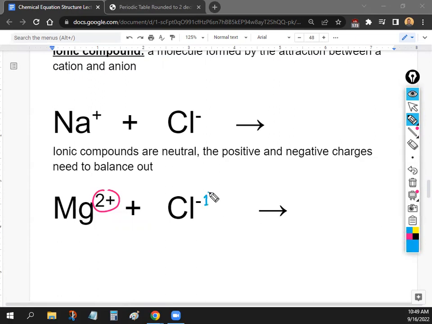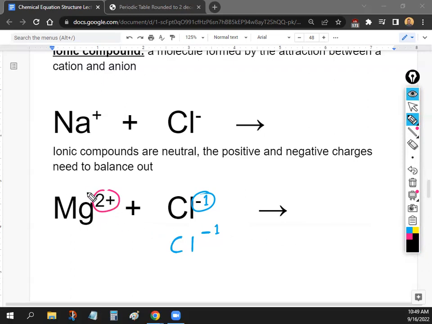Same thing here. If you guys have a +2 charge and a -1 charge, this Cl right here can't handle the magnesium. The magnesium is too happy. And so they need to balance each other out. So this is +2, this is -1. So what we need to do is we need to add one more Cl. Because if we do that, we have 2 negative charges, right? And they can balance out the Mg. +2 and then -2.